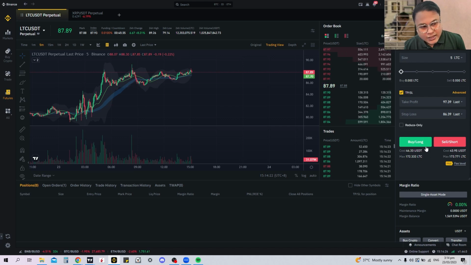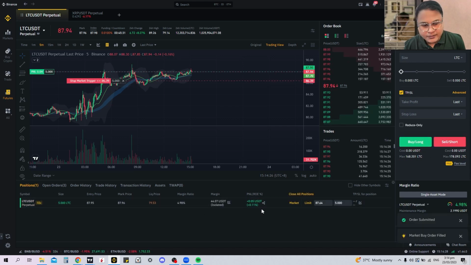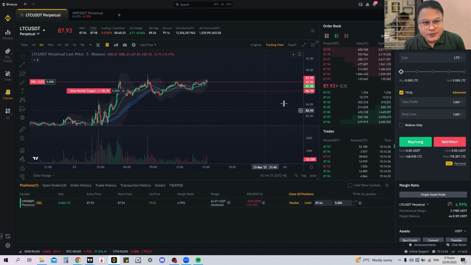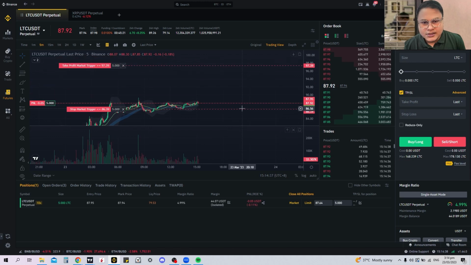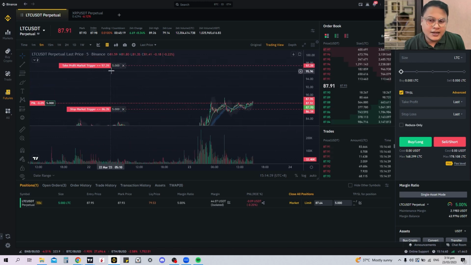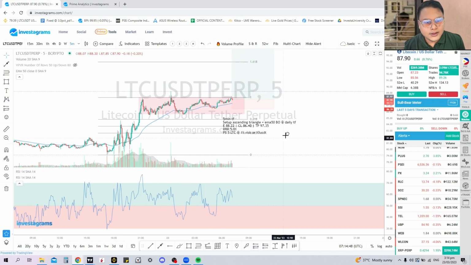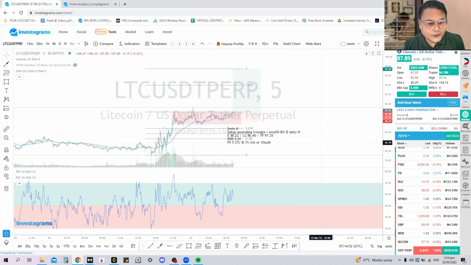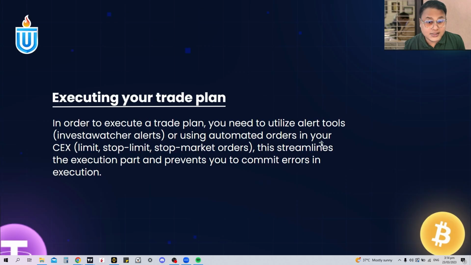So, pipindutin ko lang yung buy or long na button. Then, opened na yung position. 5 LTC with an entry price of 87.95. And automated na yung stops and yung target triggers mo or yung target orders mo. Take profit orders, I mean. So, yan. Okay na siya. So, all goods na yan. Ganyan lang mag-plan, ganyan lang din mag-execute.